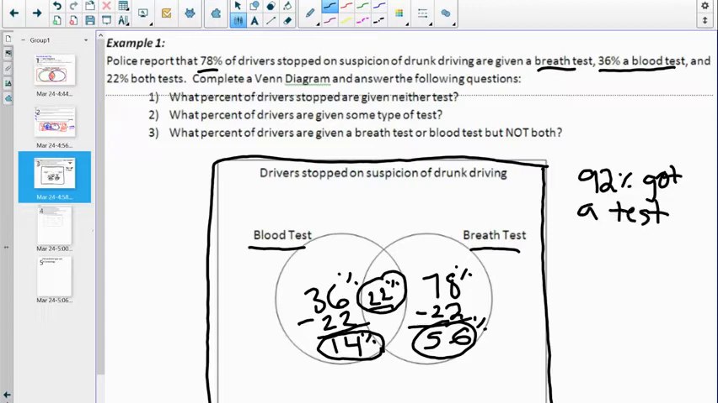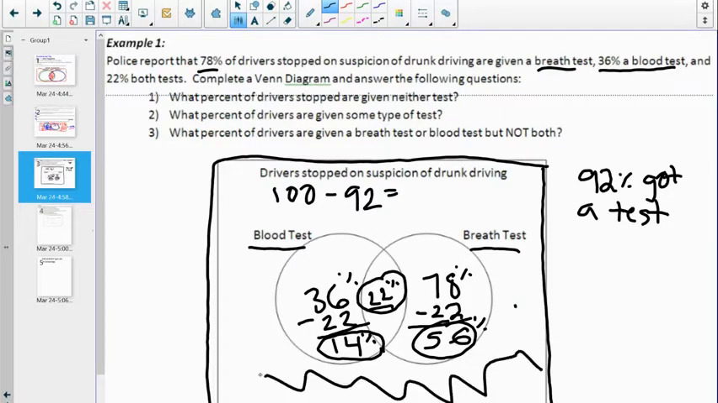Okay, so now let's figure out the percentage of people that did not get a test. Let's fill in what's outside of the circles, which is the percentage of people that did not get one. So we know this whole box is 100%. We can take that 100 and subtract 92 to get the rest of this outside space. 100 minus 92 is 8. So we know 8% of people did not get a test.